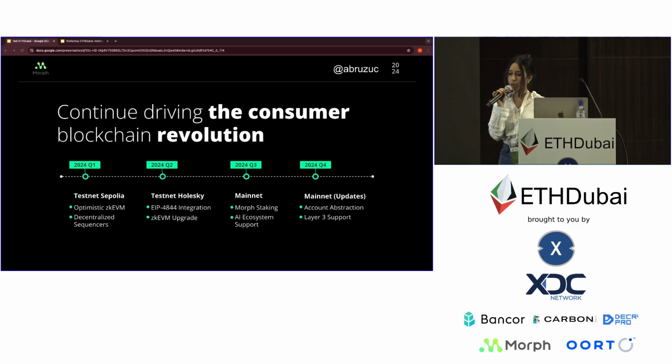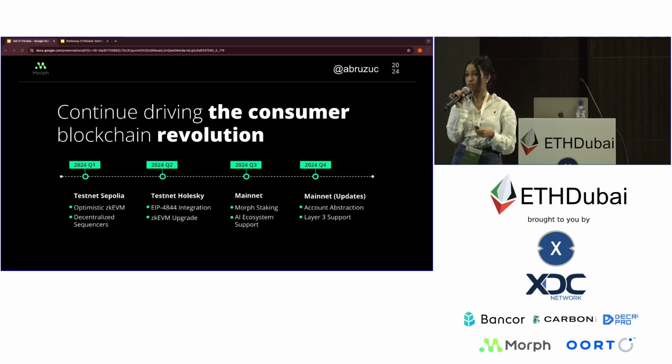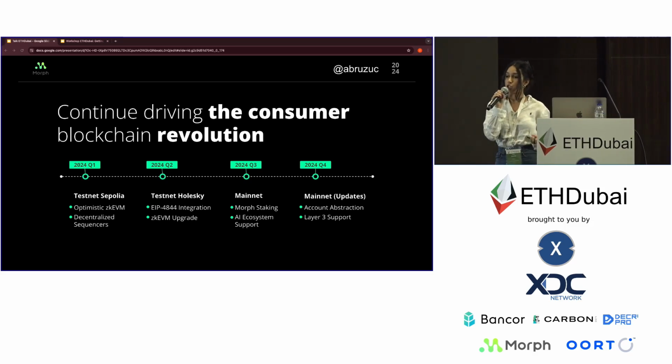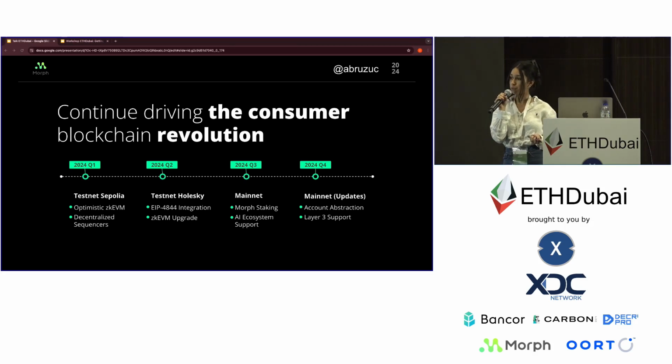And this is our roadmap. We launched testnet on Sepolia 2 months ago. We integrated optimistic zkEVM, so we are working with ZK rollup now, and the decentralized sequencers. In a few weeks, we are integrating the new testnet. We are migrating to Holesky, and we are integrating the Dencun upgrade and zkEVM upgrade as well. Then we're going to launch mainnet in July, so stay tuned. We'll have Morph staking related to the decentralized sequencers and our AI ecosystem support. And then afterwards, we're going to integrate native account abstraction and layer 3 support.